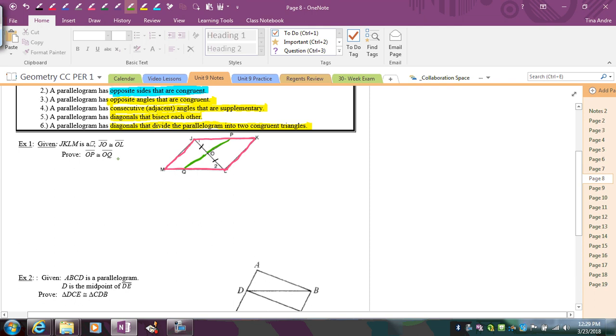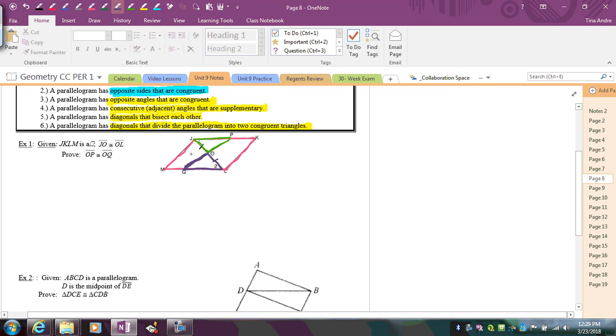If I have the triangles that those sides belong to congruent, so if I look at this green segment, that belongs to this green triangle. And if I look at this purple segment, that's going to belong to this purple triangle here. So if I could prove that those two triangles are congruent, then by CPCTC, I could say that these segments are congruent. So that's where I'm going to go with this.